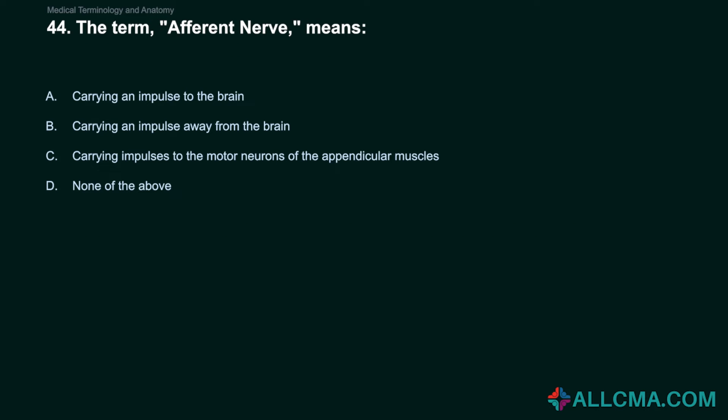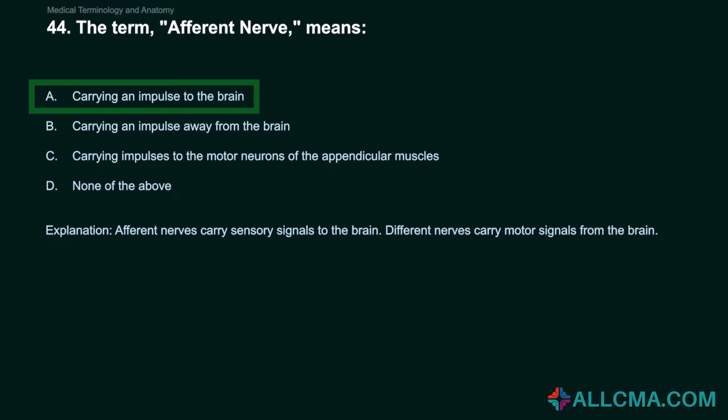44. The term afferent nerve means A. Carrying an impulse to the brain. B. Carrying an impulse away from the brain. C. Carrying impulses to the motor neurons of the appendicular muscles. D. None of the above. Correct answer, carrying an impulse to the brain. Afferent nerves carry sensory signals to the brain. Different nerves carry motor signals from the brain.